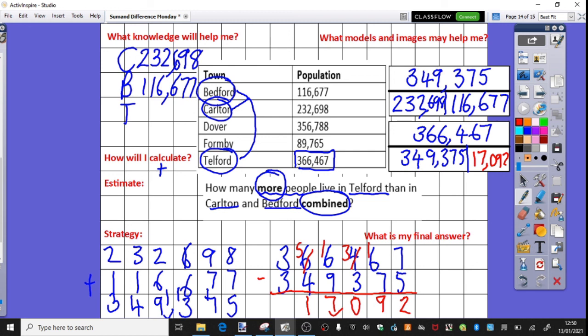And like I say, these questions are trickier, so when you come onto them you can see you've got your first step of adding the combined, and then where it says how many more, it's finding that difference, that subtraction there for you.